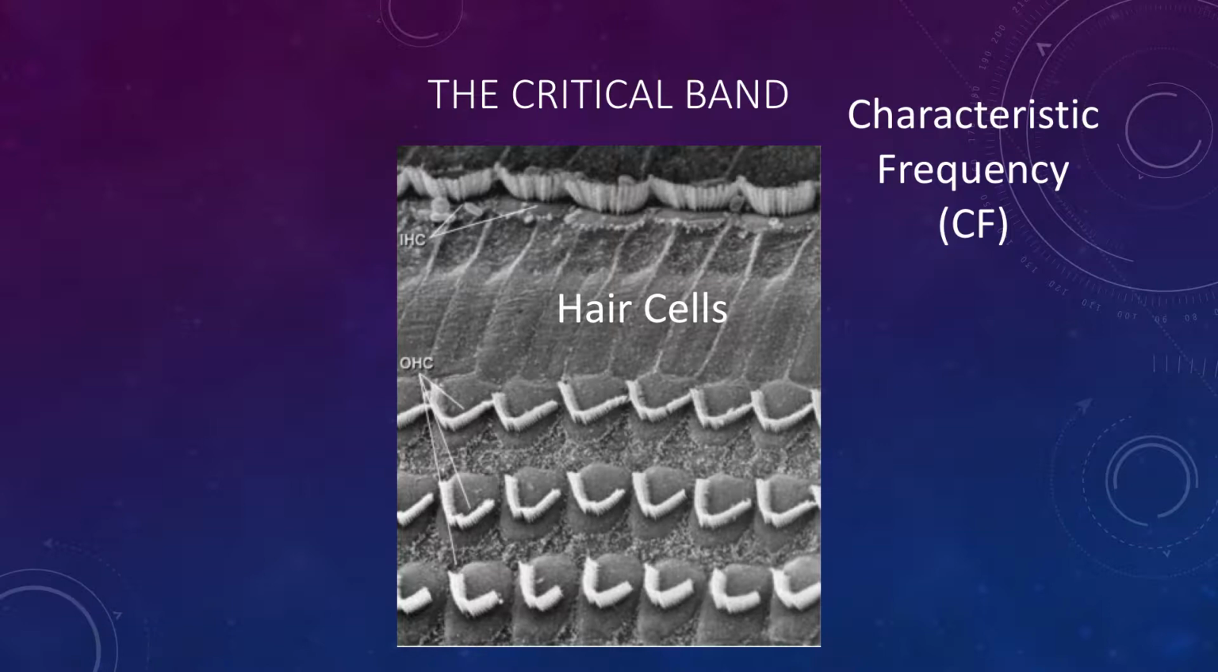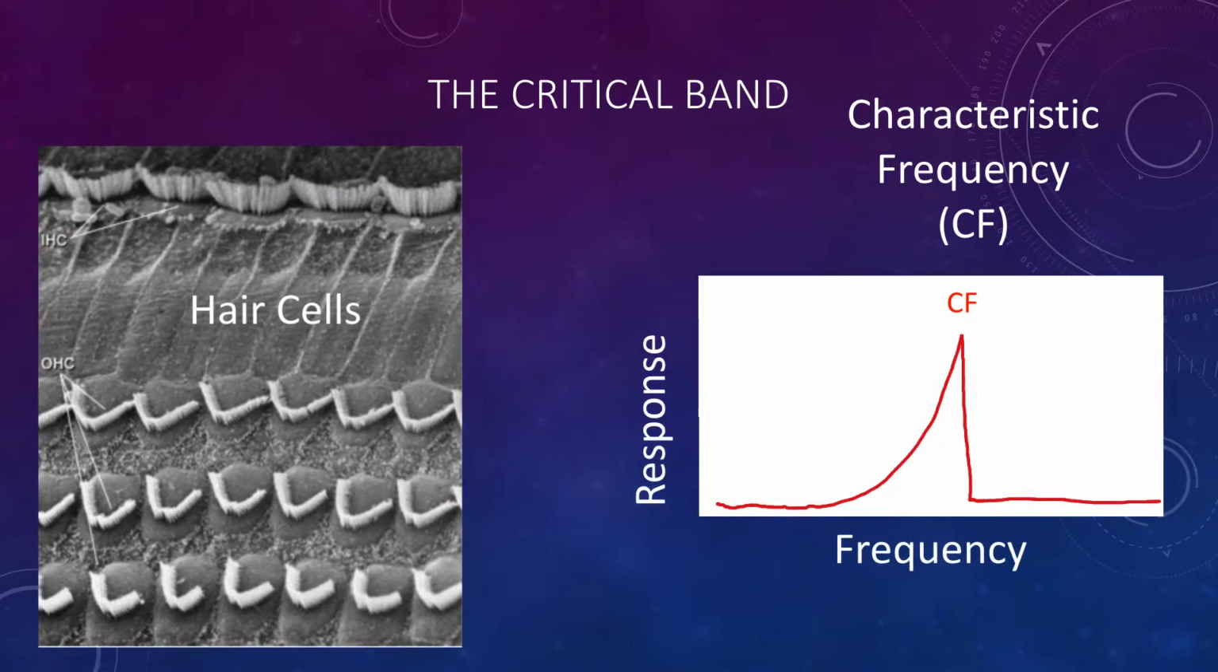Now, it turns out things are not quite as simple as that. Rather than just responding to a single frequency, each hair cell actually responds to a range of frequencies. If we look at a frequency response of the hair cell, we will see that it will react to a large range of frequencies below its CF, but not above its CF.